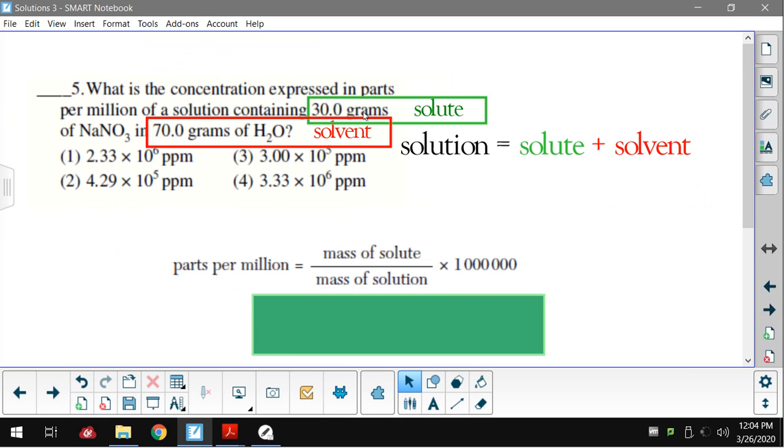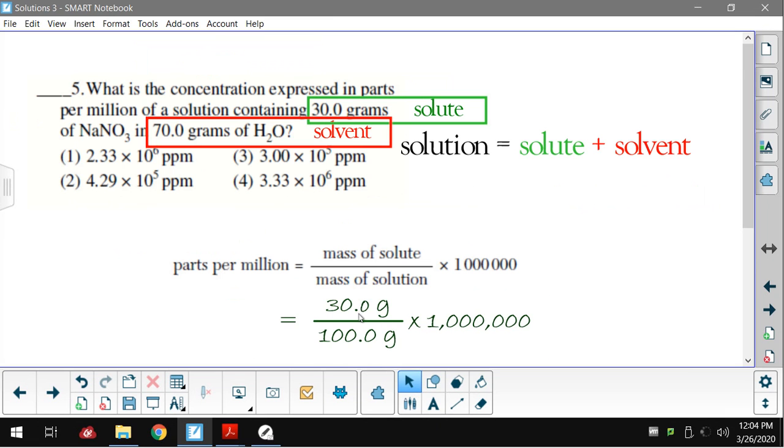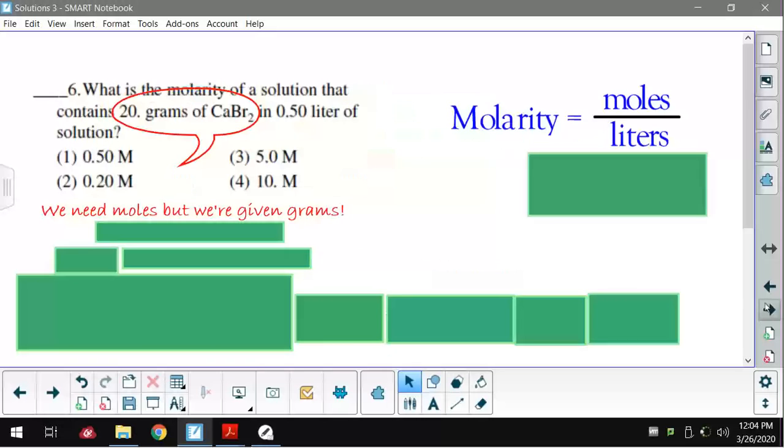The next question, however, says it's 30 grams of solute in 70 grams of water. Well, in this case, it does make a difference. Now you have 30 divided by 100, because the 100 is the solute of 30 plus the solvent of 70. So 30 divided by 100 times a million. And that's how you get that part per million solution. And again, it's just 0.3 times a million, or 10 to the 6, which would be 3 times 10 to the 5th. So there we go.